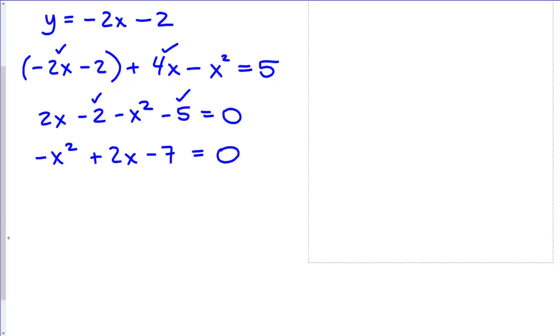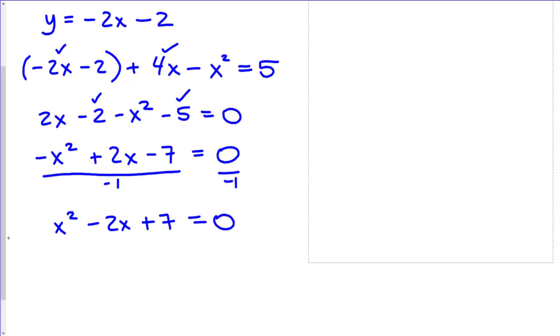And when I go to solve this, I would first try and factor, but it's going to be easier to factor if my leading term coefficient is positive. And that's easy enough to make happen if I just divide both sides of the equation by negative 1, which would result in x squared minus 2x plus 7 equals 0.